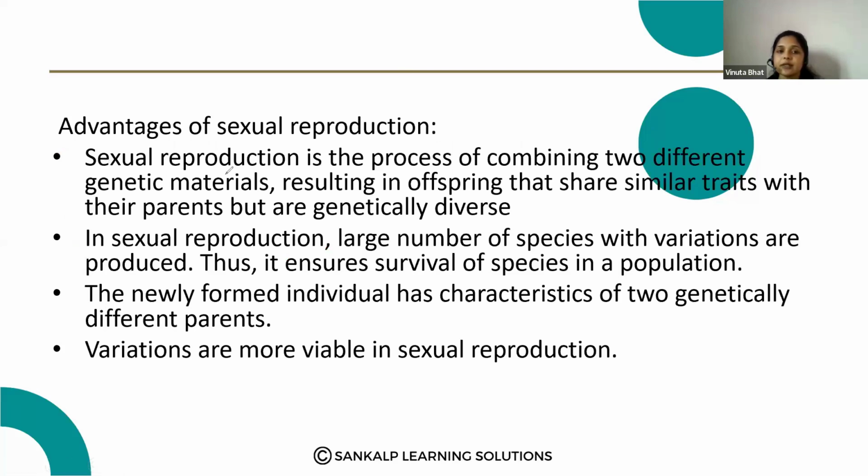Sexual reproduction is the process of combining two different genetic materials, resulting in offspring that share similar traits with their parents but are genetically diverse. They are genetically different from the parents. In sexual reproduction, a large number of individuals with variations are produced, thus it ensures the survival of the species in a population. The variation leads to the survival of the population and helps it adjust to the environment, and the newly formed individuals have characteristics of two genetically different parents. Variations are more viable in sexual reproduction.